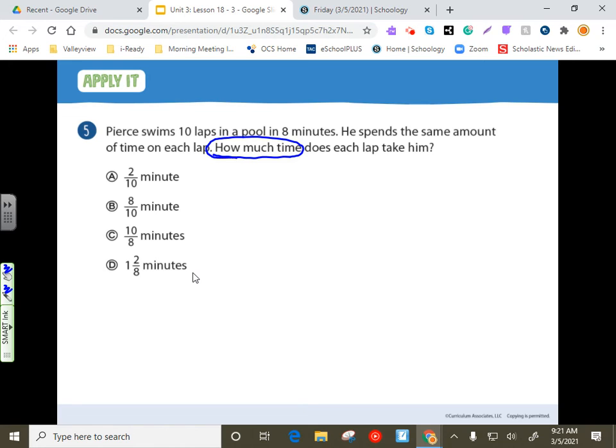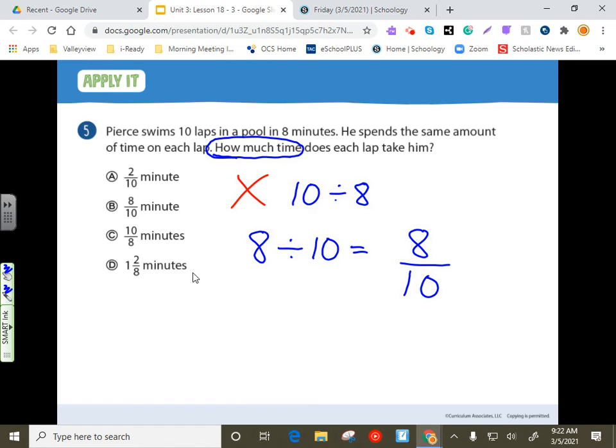How much time? So don't do 10 laps divided by 8 minutes. What we're asking for here is that time, that 8 minutes divided between the 10 laps. And that means that's 8 divided by 10. And that's why it would be this one right here and not this one. But that was a tricky one as far as that goes. So 8/10 of a minute.